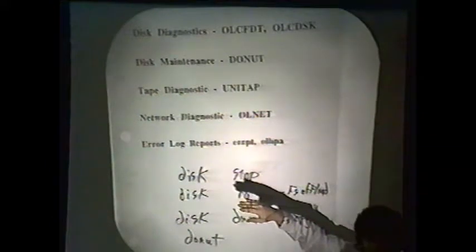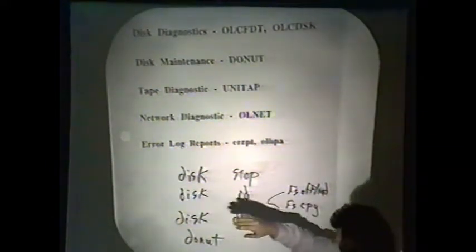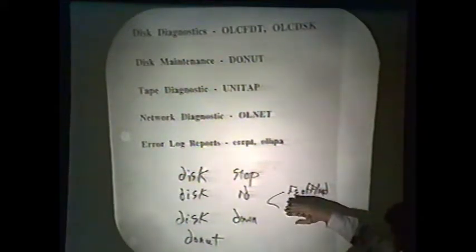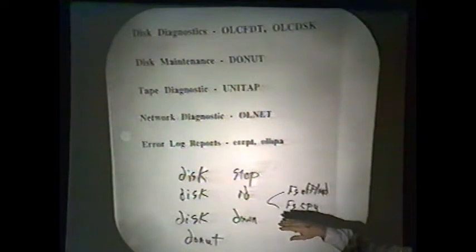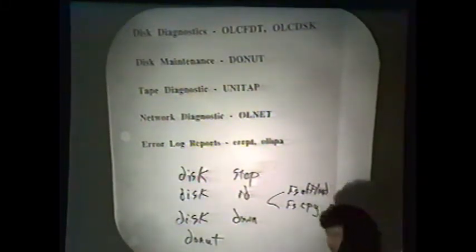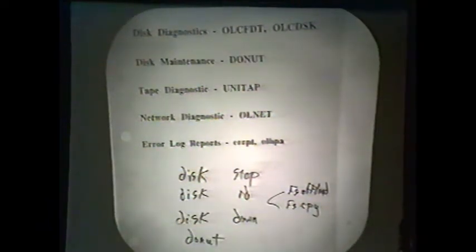In UNICOS, what you're going to do now is use the disk command, something like you'd stop the allocation to the device and make it a read-only device. From there, you can then use FS offload on the XMP or FS copy on the Cray2 to get the stuff off that disk drive. Then you down the disk, and that takes it out of the system, and this would make it non-available in COS. Now, the last thing you could do then is run Donut on that particular device and do surface analysis and FLOT and that sort of thing.